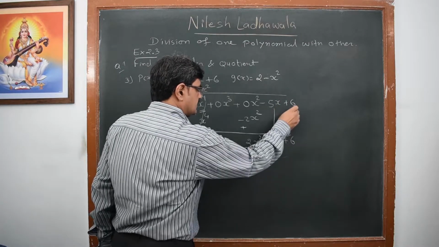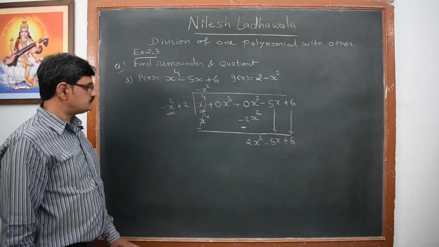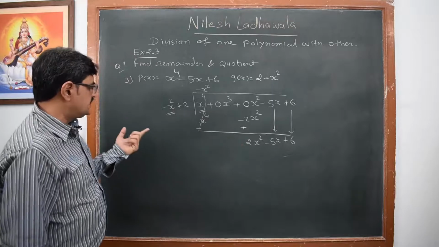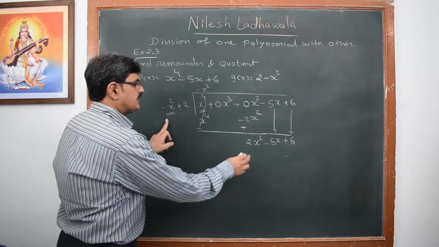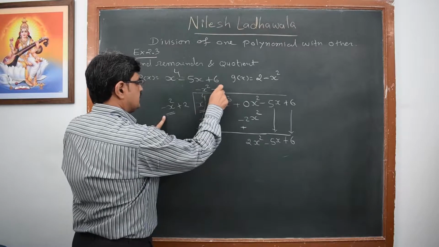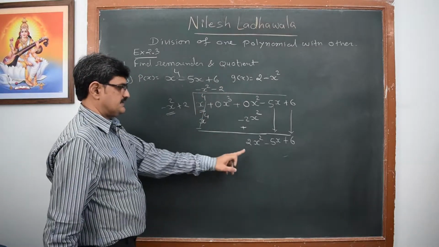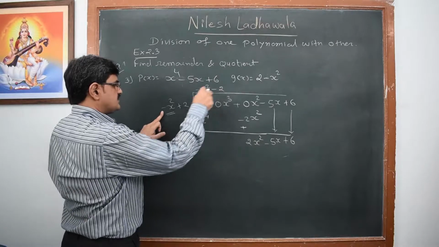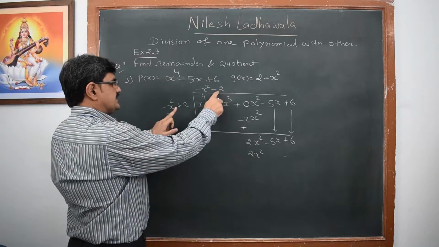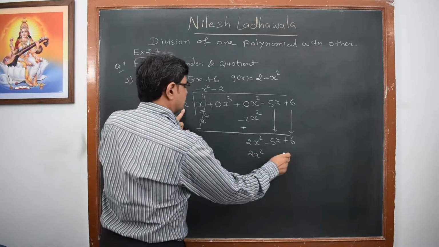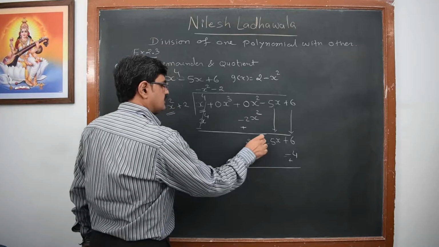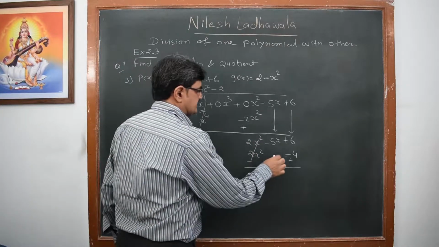I have obtained the two numbers here. Now I have minus x square, I want 2x square. So with which term should I multiply minus x square to get 2x square? I have to multiply it with minus 2, because minus into minus is plus. Minus 2 into x square will be plus 2x square. Minus 2 multiplied by 2 will be minus 4. Now I have to change the sign. Plus 2x square minus 2x square is 0.